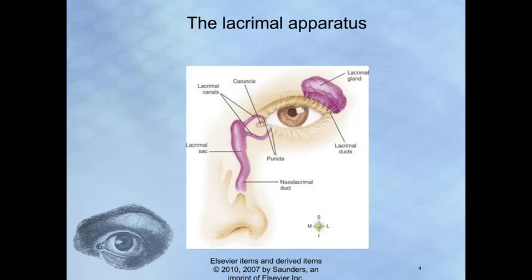The lacrimal apparatus produces tears. Tears are composed of many chemicals and continually bathe the eye and protect it from dehydration and infection. Emotional tears have a different composition than those arising from irritation and pain.